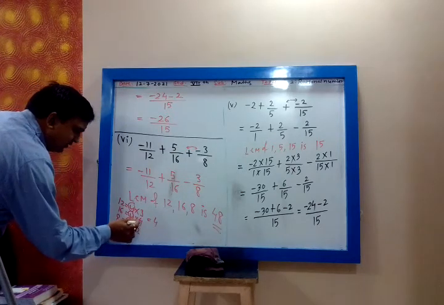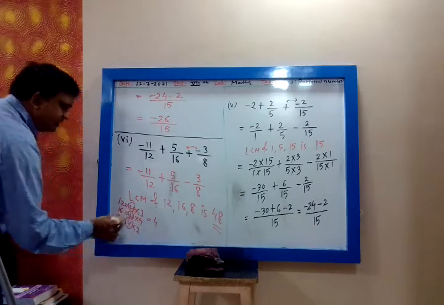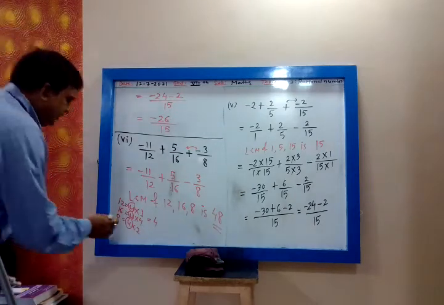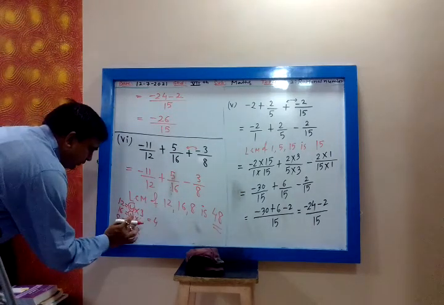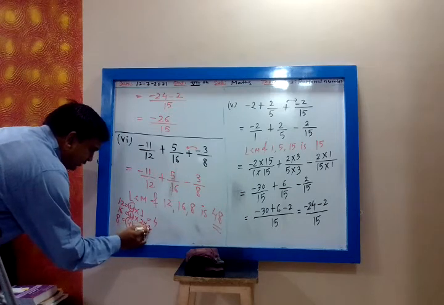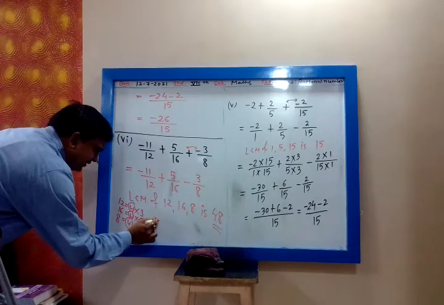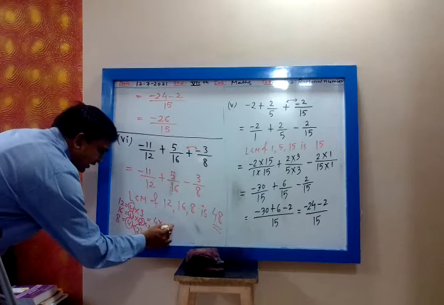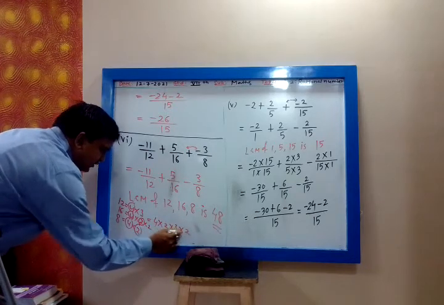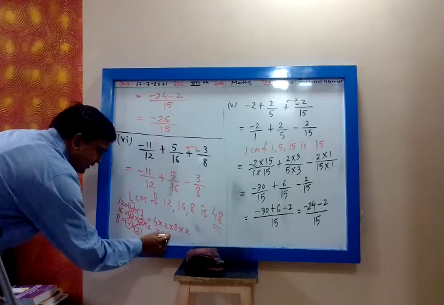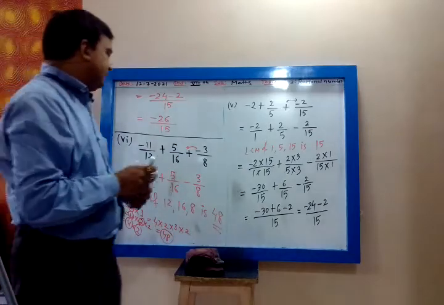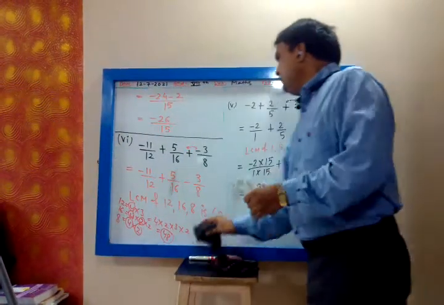Then this 4 is also common. This 4 I can write as 2 into 2. Then 2 is there once. Then 3 and 2: 4 twos are 8, 8 twos are 16, 16 threes are 48. So LCM is 48. So now make the denominators equal.